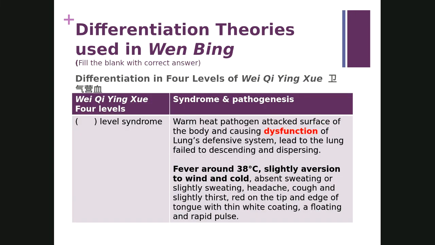And here's a self-exercise for you using the previous information, which is very easy to fill in. Is it a Wei level condition, Qi level condition, or other level condition? Warming heat pathogens attack the surface of the body and cause dysfunctioning of the lungs' defensive function. So it is only dysfunction, not serious organ damage, leading to the lung failing to descend and disperse. So fever and so on. We know it is which level condition? Wei level. Thank you very much.